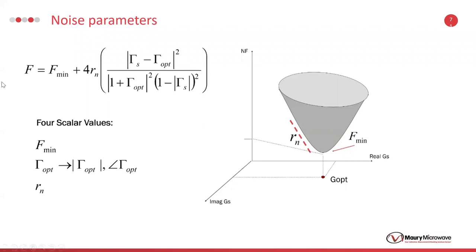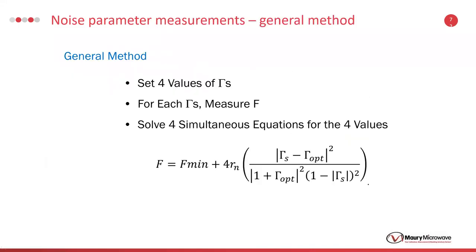As we have an equation with four unknowns, it means we need to do four sets of measurements at different gamma source to measure four noise figures, and from there we can extract the F min. This is the general method, the theoretical method, let's say.